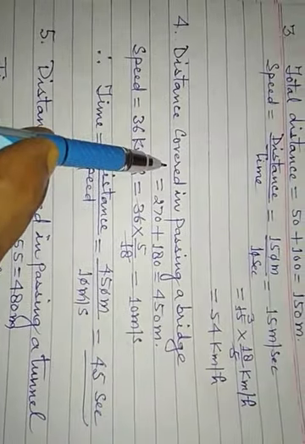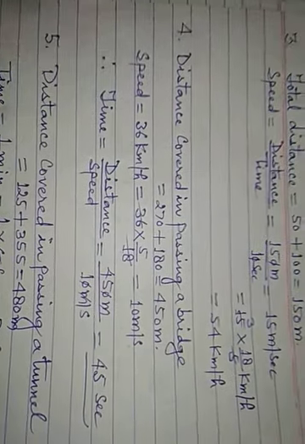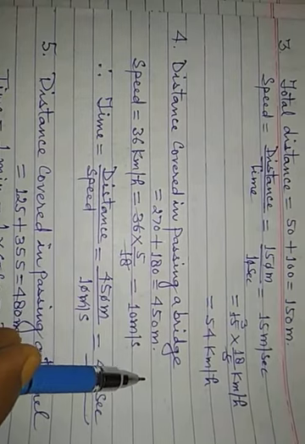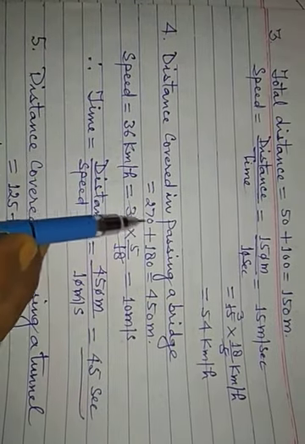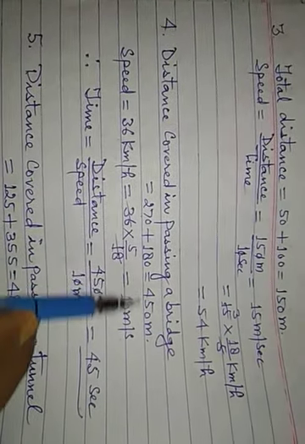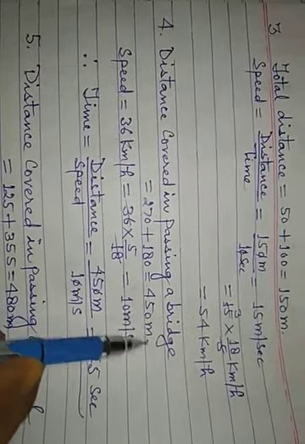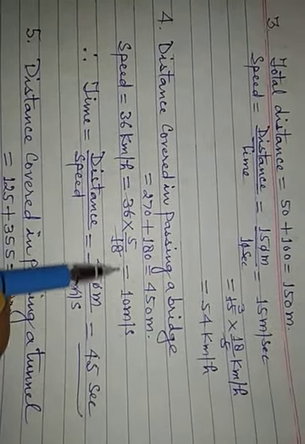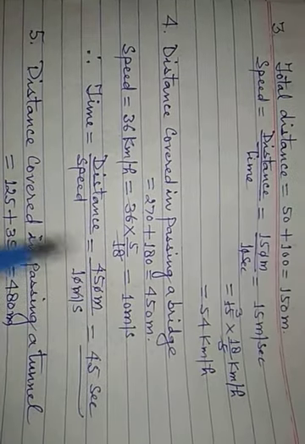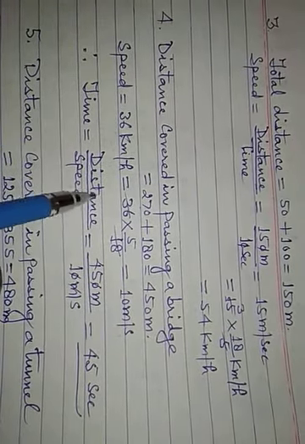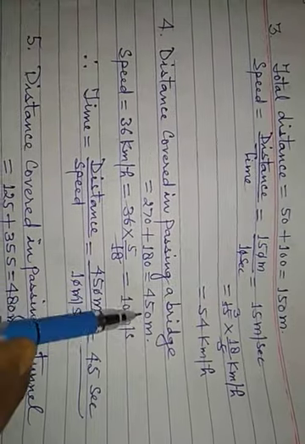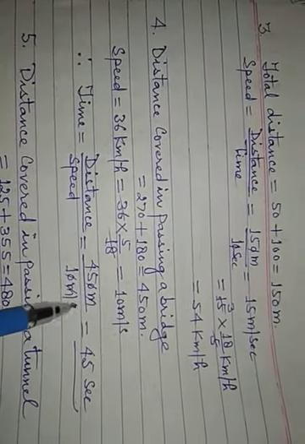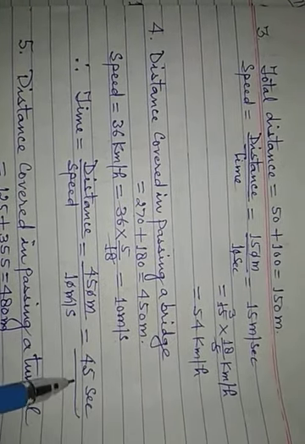And total distance: the train is 270 meter long and it has to cross a bridge of 180 meters. So total distance will be 270 plus 180, that is 450 meter. Total distance is 450 meter and speed is 10 meter per second. So you have to find out time. Time is equal to distance upon speed. This is the formula. Distance is 450 upon speed is 10. So 450 upon 10. So 0 and 0 will cancel. You will get 45 seconds.